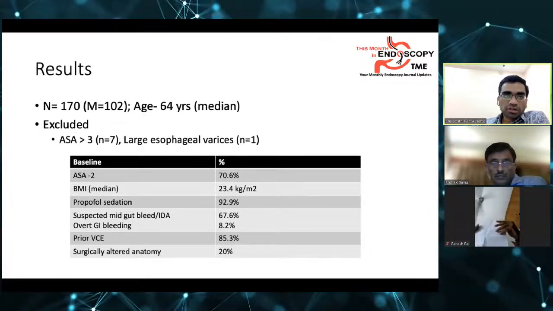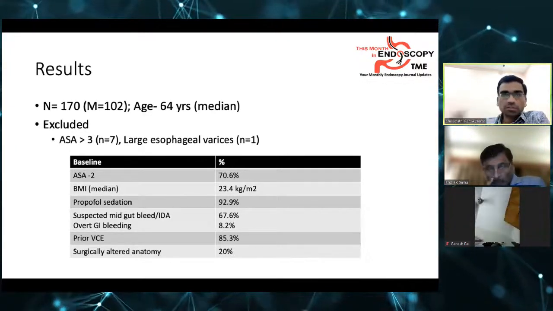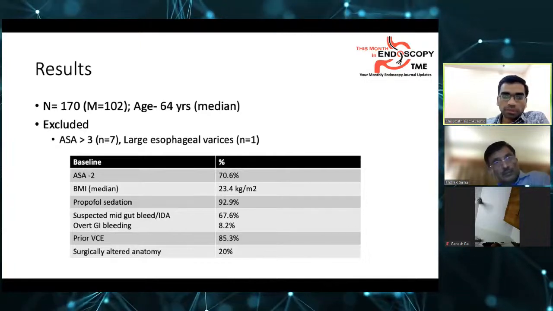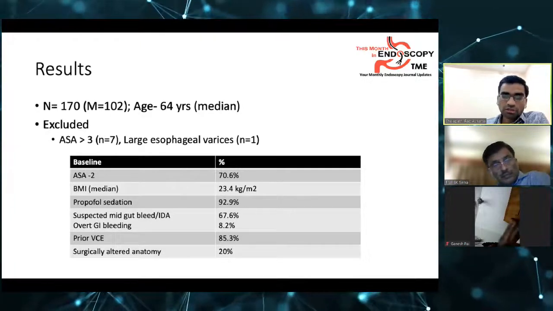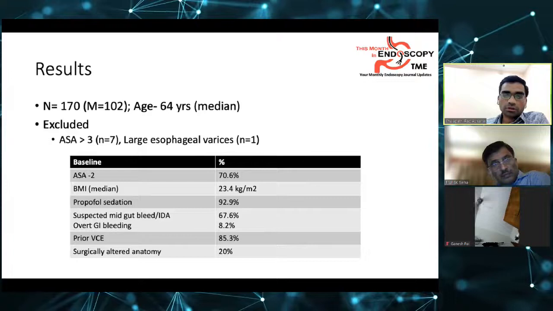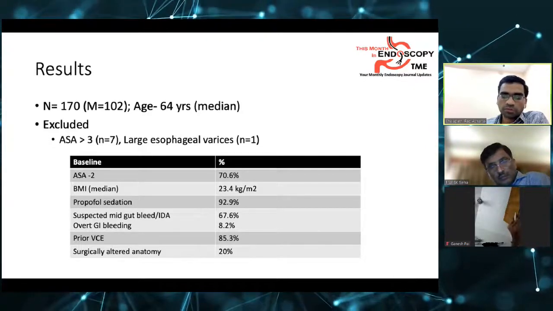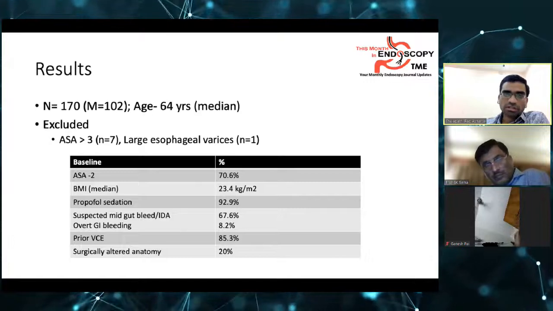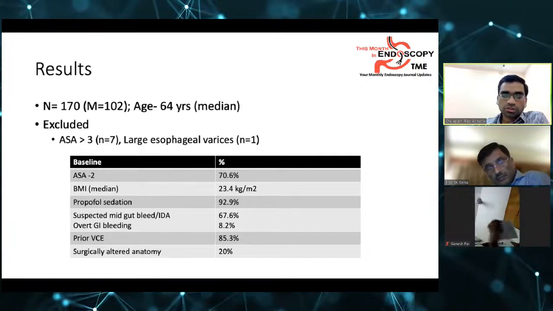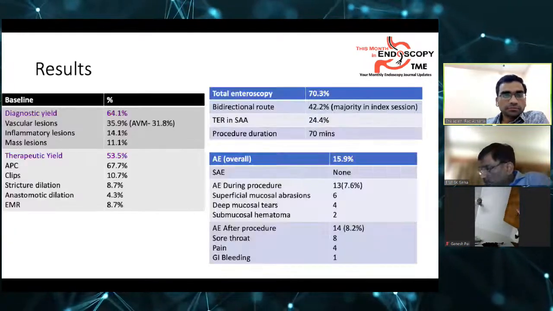Like previous studies, all these surgically altered anatomies were excluded in the previously published studies, but this study included at least 20% surgically altered anatomy cases, predominantly small bowel resections, colectomies, Whipple surgery, Roux-en-Y gastric bypass, and Billroth 2 surgery, Whipple surgery, etc.